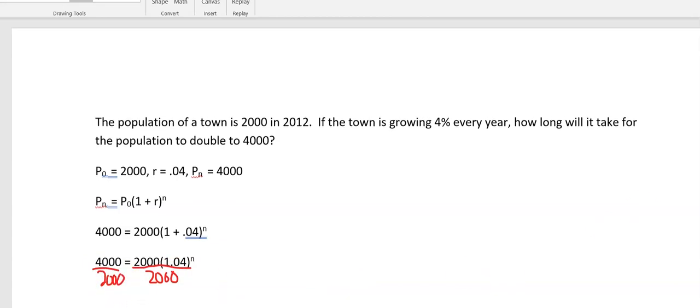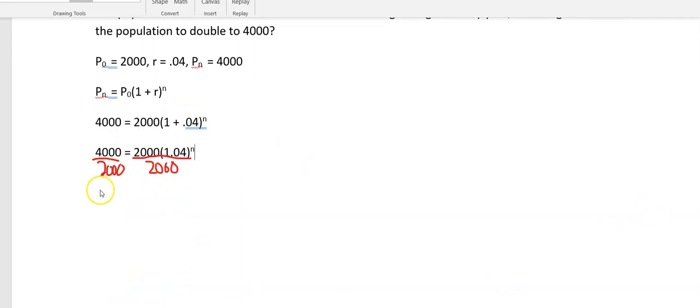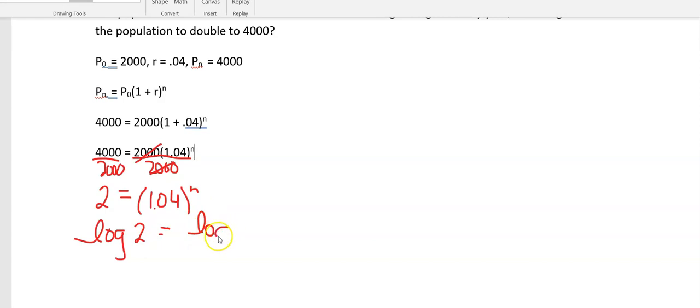All right, so what we've got is 4,000 divided by 2,000 is really 2. On the right side, the 2,000s cancel out, and all we've got left is 1.04 to the nth power. Now, in the last video, we talked about how to deal with exponentials, and we used the log. And remember, the log always goes in front of what we're putting it onto. So we're going to take the log of the left and always put that log in front of it, and the log of the right. And of course, we've got to do the same thing to both sides.